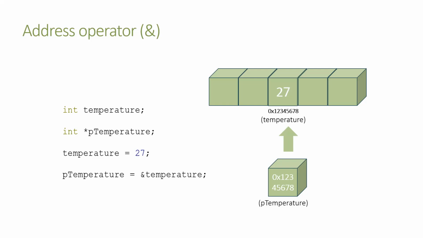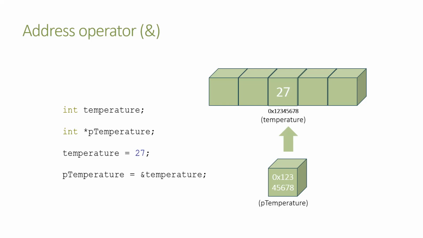Let's break down an example. First off, we create a simple variable named temperature. It's an int, so it holds integer numbers. Next up, we introduce a new player called pTemperature. This one's a bit special. It's a pointer specifically for int variables. And here's a little tip. Pointers are declared with an asterisk.